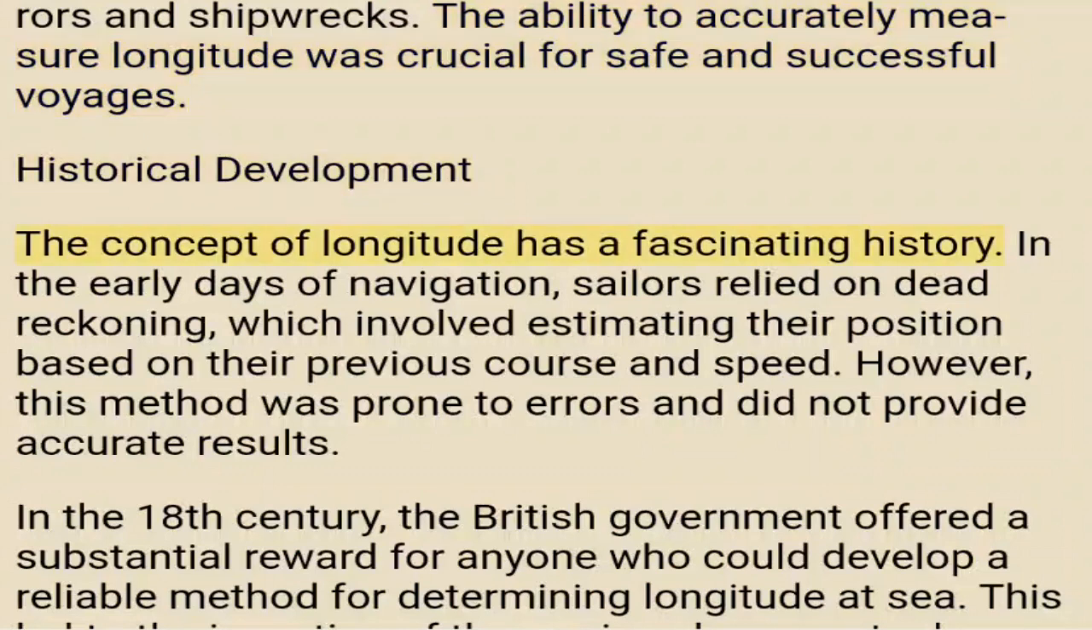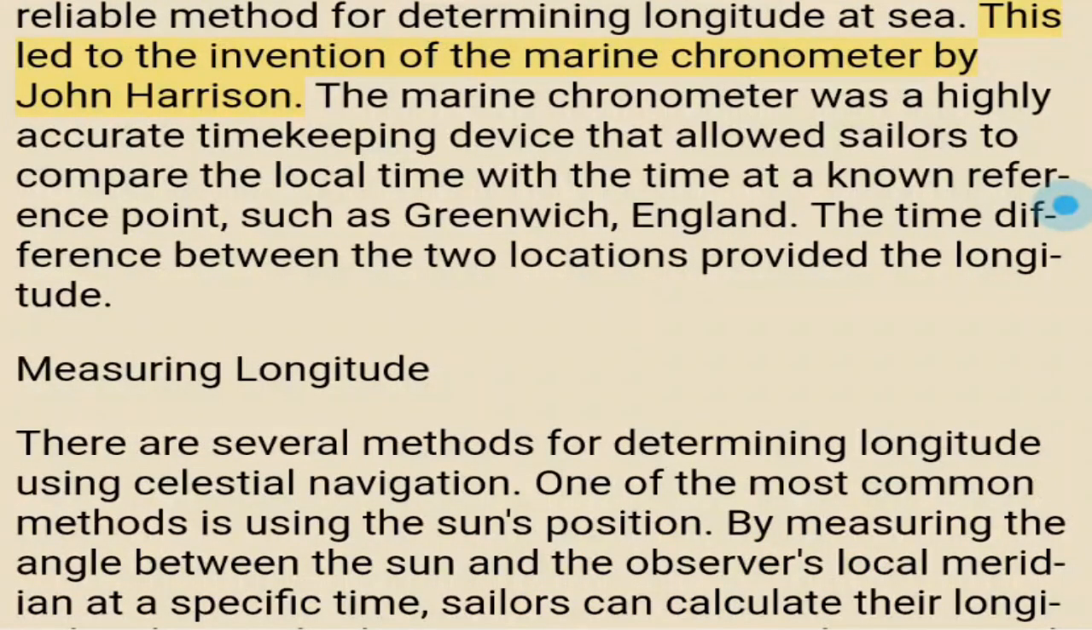Historical development. The concept of longitude has a fascinating history. In the early days of navigation, sailors relied on dead reckoning, which involved estimating their position based on their previous course and speed. However, this method was prone to errors and did not provide accurate results. In the 18th century, the British government offered a substantial reward for anyone who could develop a reliable method for determining longitude at sea. This led to the invention of the marine chronometer by John Harrison. The marine chronometer was a highly accurate timekeeping device that allowed sailors to compare the local time with the time at a known reference point, such as Greenwich, England. The time difference between the two locations provided the longitude.